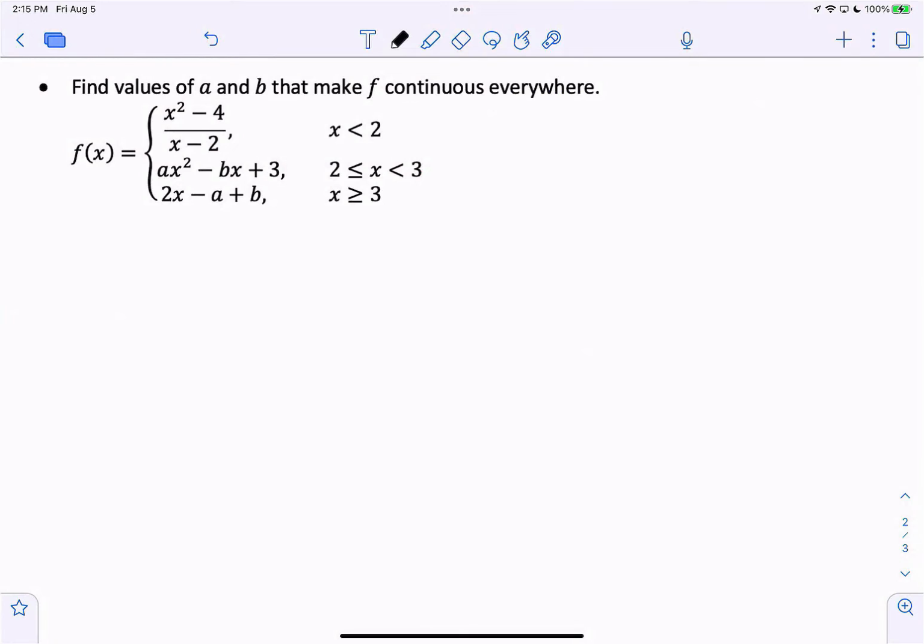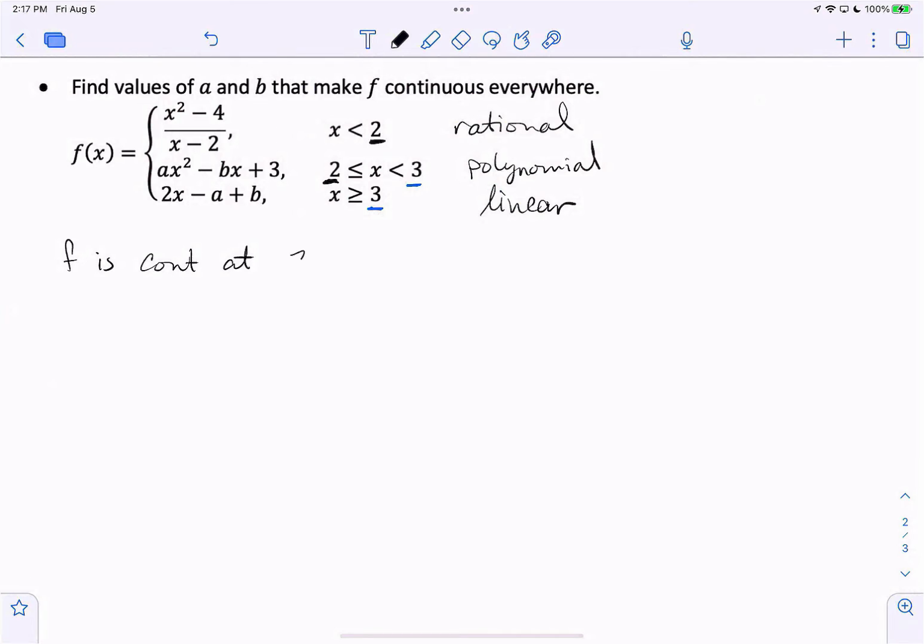Note that our definitions are rational, polynomial, and linear. And we know that rational, polynomial, and linear functions are all continuous on their domains, so we have no question about the continuity of f except where x is equal to 2 and where x is equal to 3. Now we know that f is continuous at 2 if the limit as x approaches 2 of f of x is equal to f of 2.